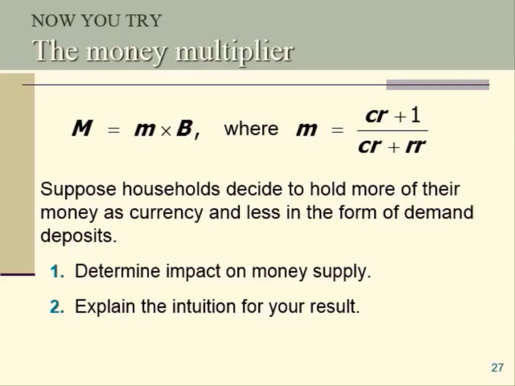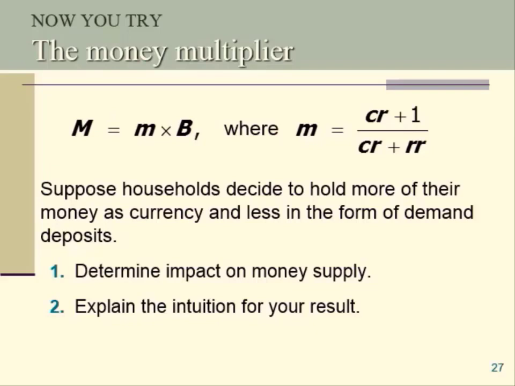The key is to use the equation that's given or derived and figure out what this means first, by having households deciding to hold more of their money as currency and less in the form of demand deposits. In other words, what would get affected by this? Is it going to be affecting CR or RR or B first? Then figure out what that effect has on either M or B, therefore money supply. So why don't you take like a minute to think about it and write this down on a piece of paper. What would this change?